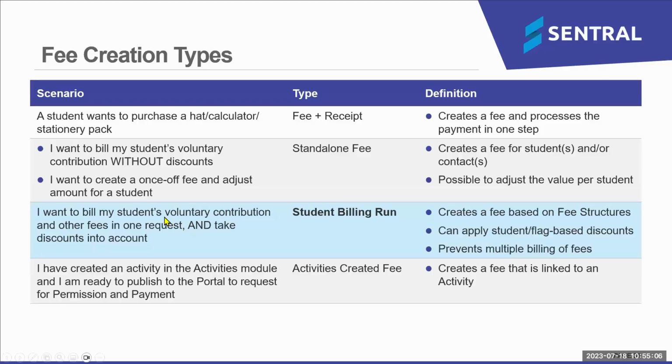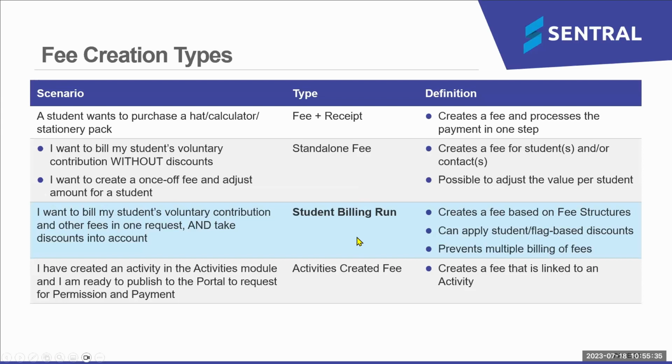So just as a recap, you want to bill multiple fees and you want to take the discounts into account, make it a student billing run. As it is based on your fee structures, you can apply flags and you prevent the multiple billing of fees. So now that I've created a billing run for my year 1 students, I won't be able to do that again. Okay, it will lock me and prevent me from doing that, just to alert me that that's already been done. So these are our 3 different types so far.